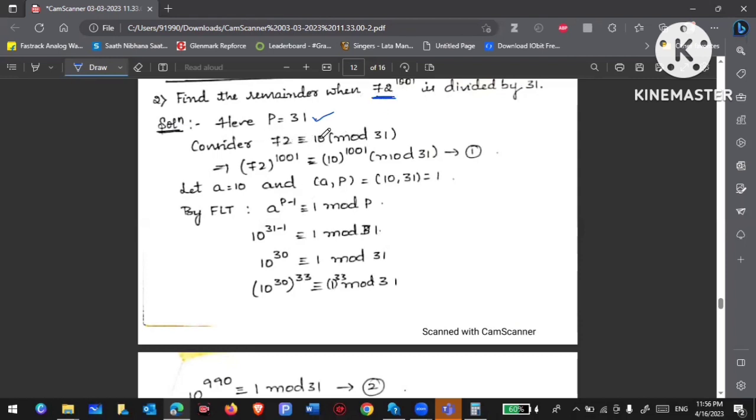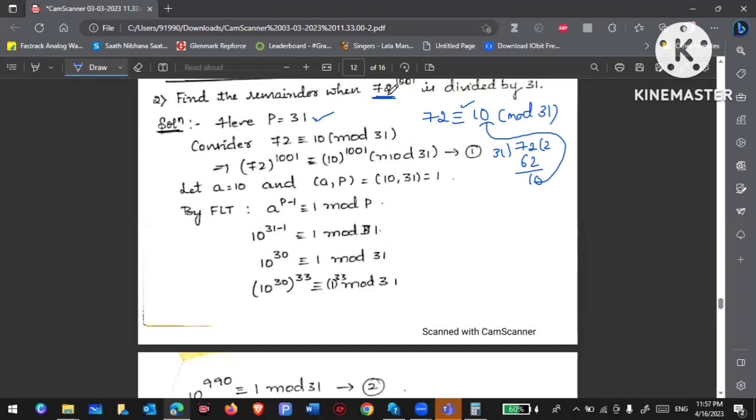72 is congruent to what mod 31? When you divide 72 by 31, 31 twos are 62, and the remainder is how much? 10. This remainder I can write here. So the congruence is true. Consider 72 congruent to 10 mod 31.